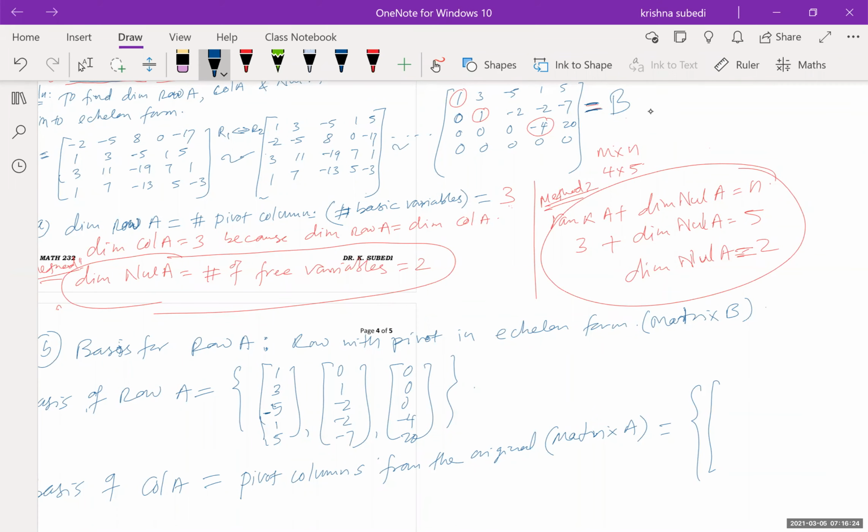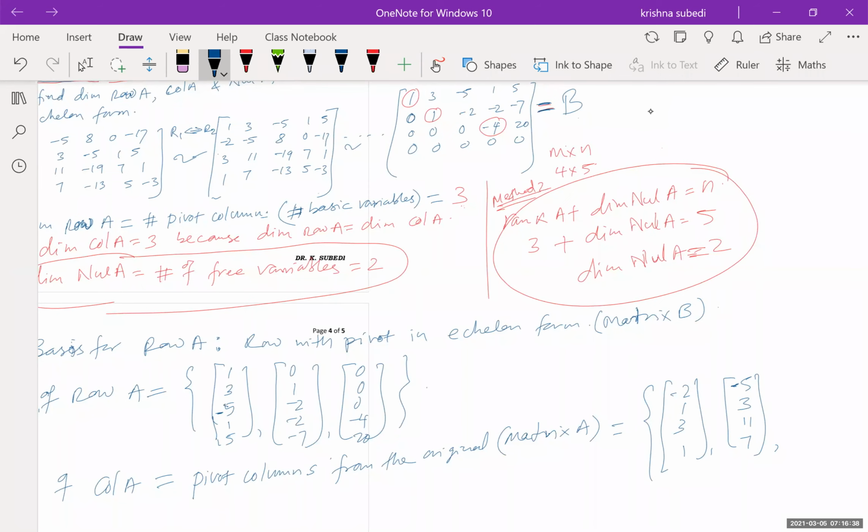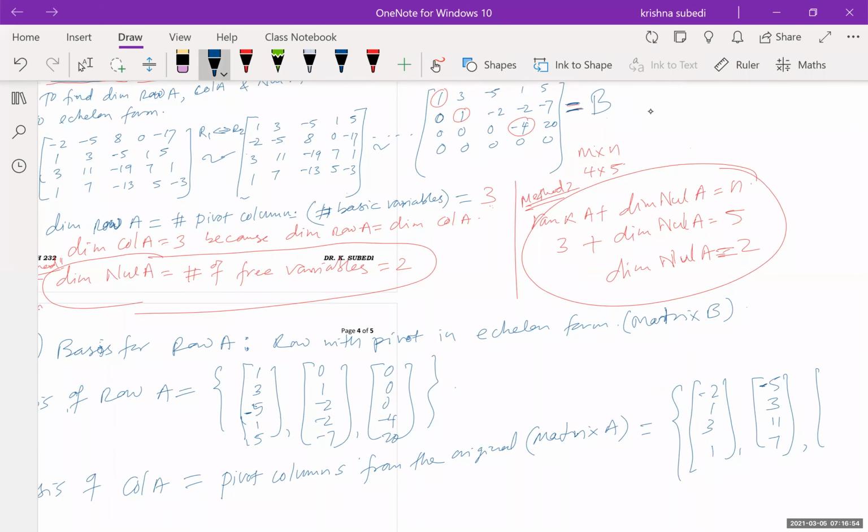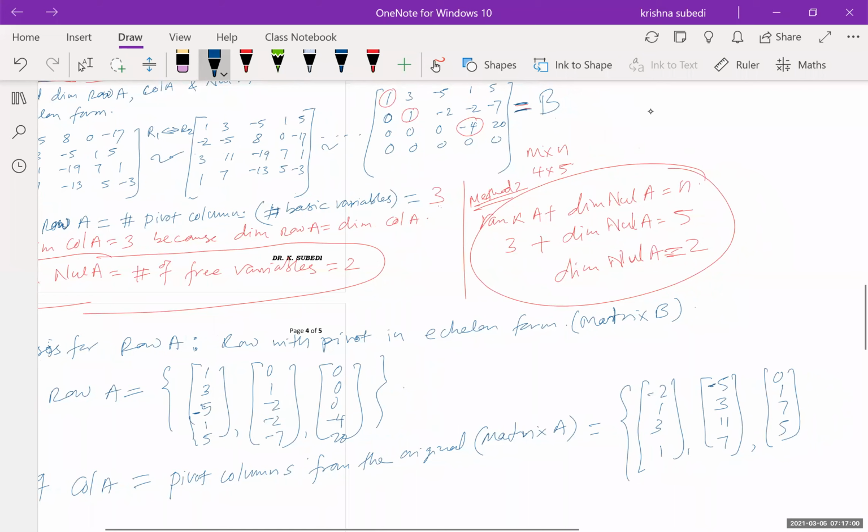So the first column is negative 2 1 3 1, and then the second column is negative 5 3 11 and 7, and then the fourth column is, what is the fourth column? 0 1 7 5. So this is the basis for the column space of A.